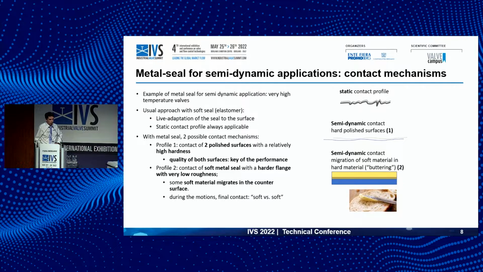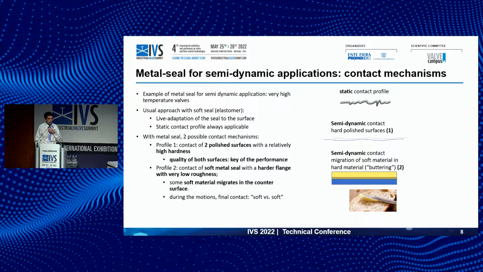So the example of metal seal that you have for semi-dynamic applications is a very high temperature valve, or also the cryogenic sometimes. Cryogenic can be dealt also with polymer seal, but sometimes you have some requirement about the resistance to fire test. So the polymer seal are not suitable, so you need to deal with a metal seal.